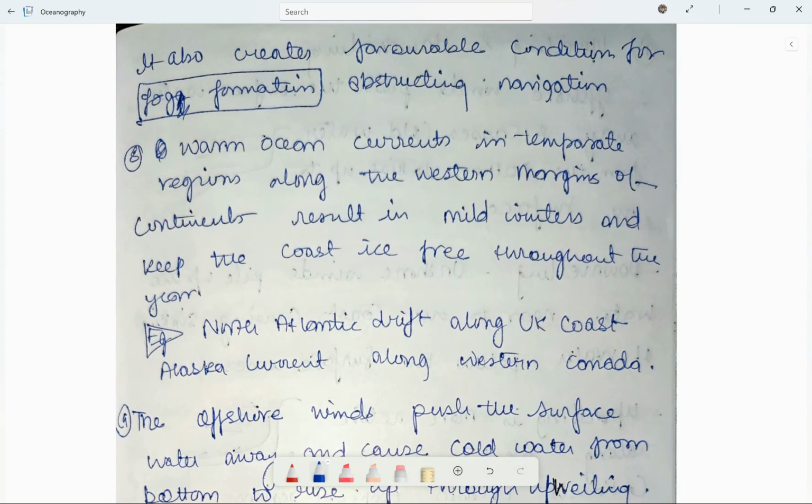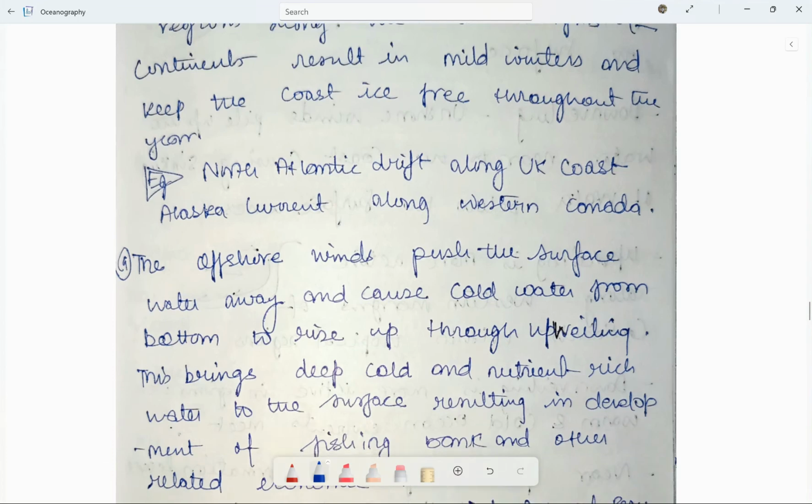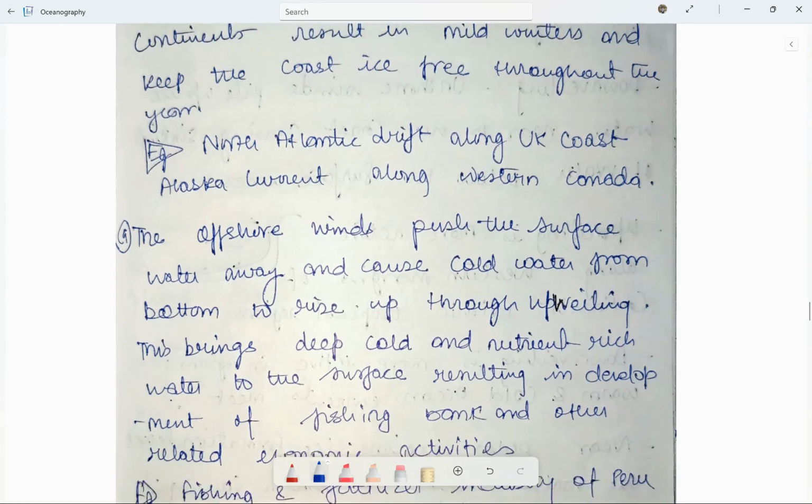सो एडवेक्शन के चक्कर में वार्म ओशन करेंट्स आ रहे हैं, कोल्ड ओशन करेंट्स आ रहे हैं, वार्म विल लाई ओवर द कोल्ड एंड इट विल ब्लॉक द साइकिल, रिजल्टिंग इन फॉग फॉर्मेशन. वार्म ओशन करेंट्स होता है टेम्परेट रीजन में अलोंग द वेस्टर्न मार्जिन. इससे माइल्ड विंटर होगा एंड इट विल कीप द कोस्ट आइस फ्री थ्रू आउट द ईयर. North Atlantic drift along the UK coast and Alaska current along western Canada are examples.